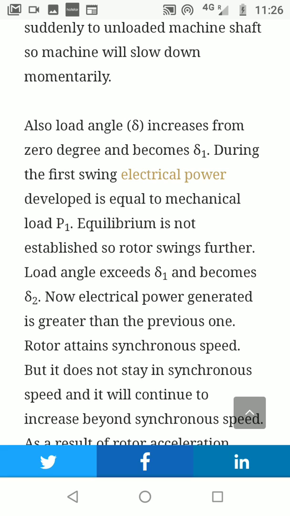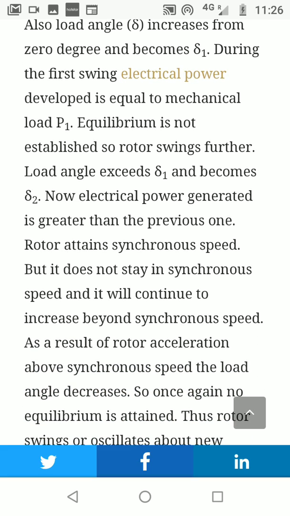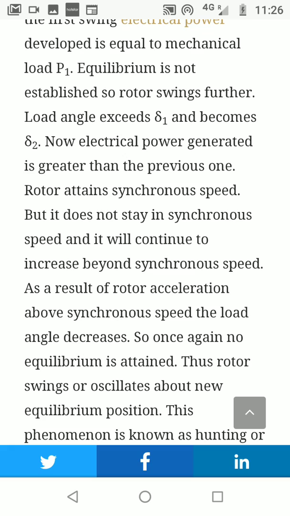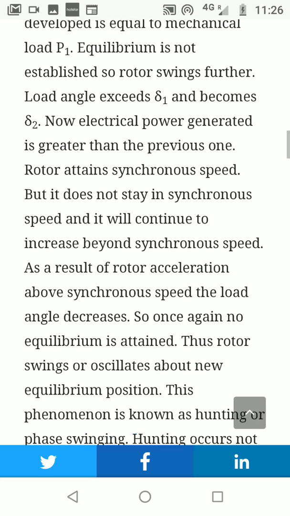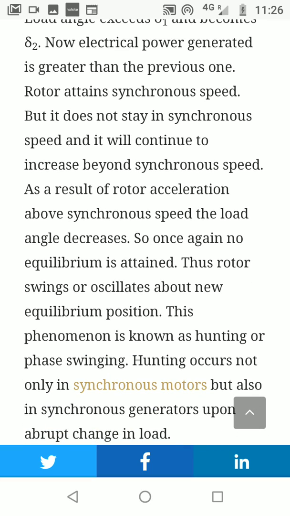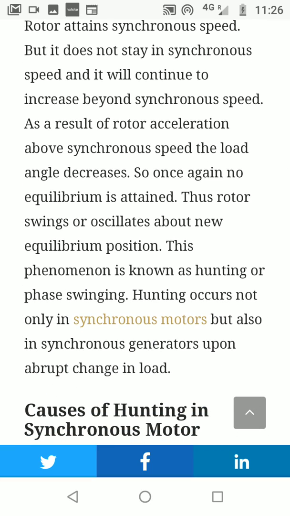During the first swing, electrical power developed is equal to the mechanical power P1. So equilibrium is not established, and the rotor swings further. Now the load angle delta 1 exceeds and becomes delta 2. Electrical power generated is greater than the previous one. The rotor attains the synchronous speed, but it does not stay at synchronous speed, and it continues to increase beyond the synchronous speed.